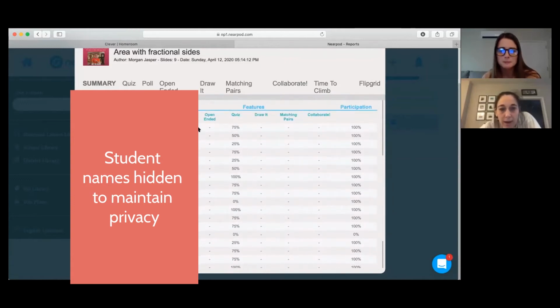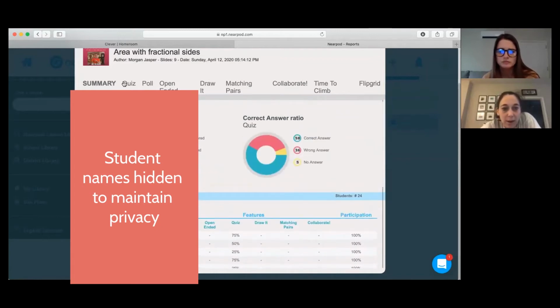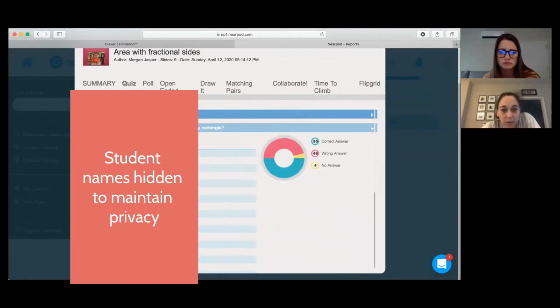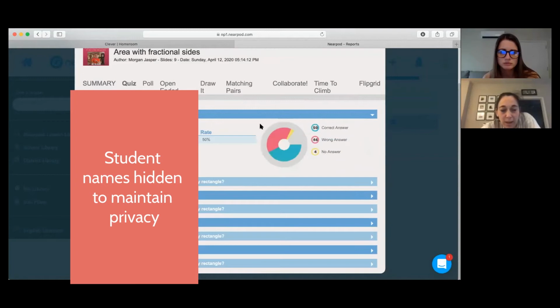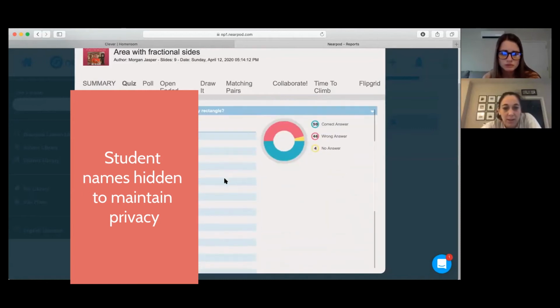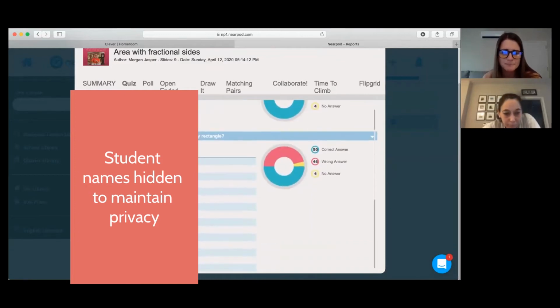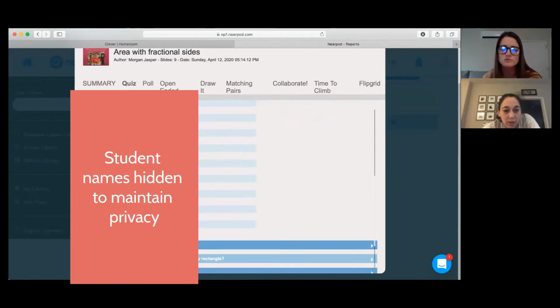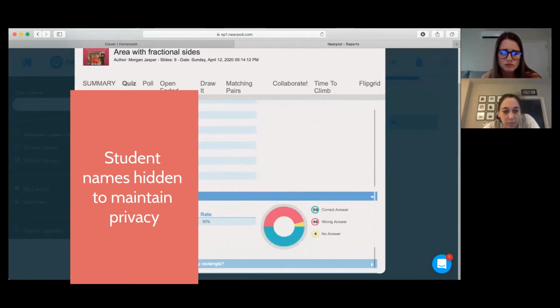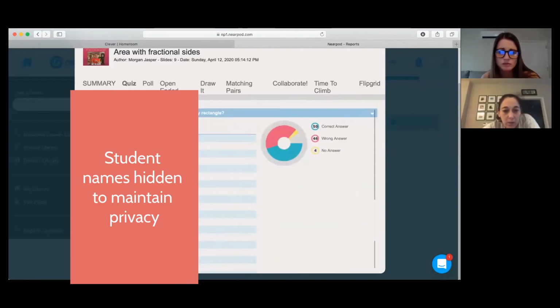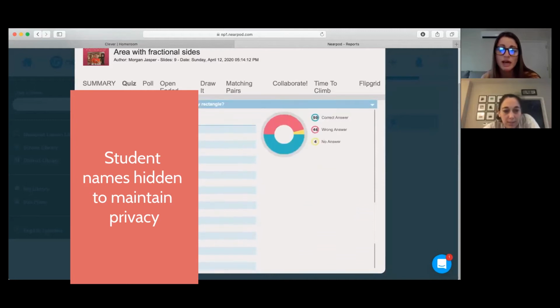So what I did like about it too is I was just playing around and went to the quiz, and you can look at the question, and then you can expand each question, and it gives you the graph of how many got it right, how many got it wrong, and it also gives you the individual report of what each kid answered for that. So I can see what the question was, and then I can see what they answered, which is nice. Yeah, that is really nice.